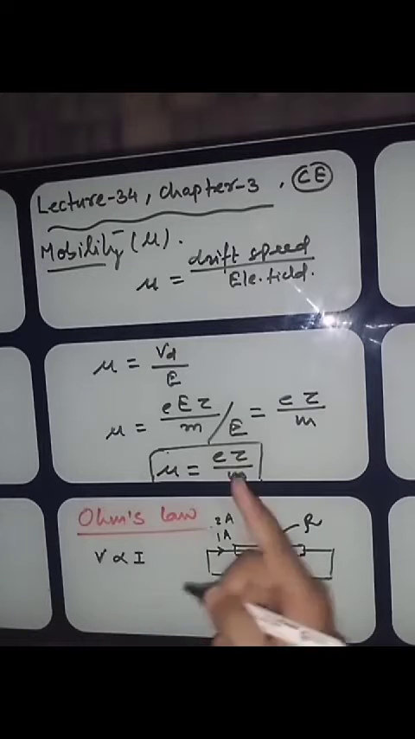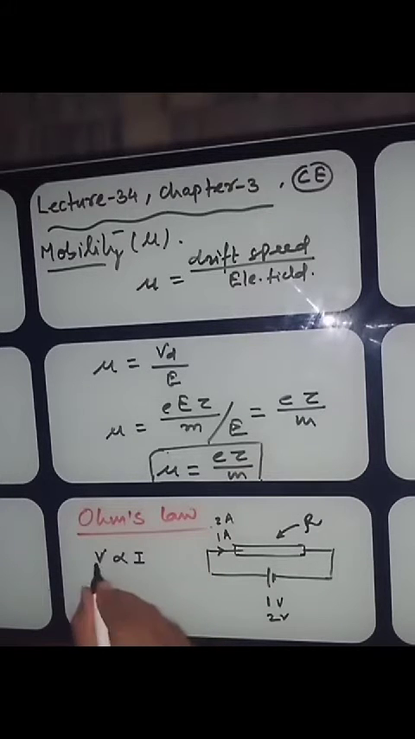After each experiment he found that for different conductors there was a certain constant. He observed V equals a constant R times I, and it is famously written as V equals IR.